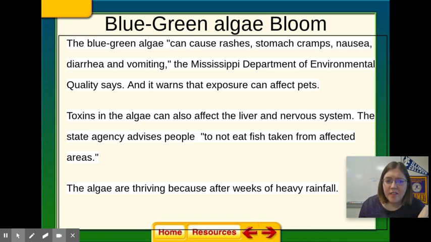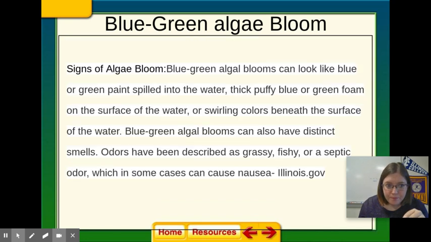So there are actually toxins in the algae while swimming in it, especially if you ingest some of the water from the algal bloom, that can actually affect your liver and nervous system. So they're talking about, hey, if you catch fish during an algal bloom, be aware that you shouldn't take fish from the affected area, right? And so around here, usually we get these algal blooms due to a lot of heavy rainfall for several weeks. So 2 or 3 weeks of nothing but rain, and we'll have an algal bloom.